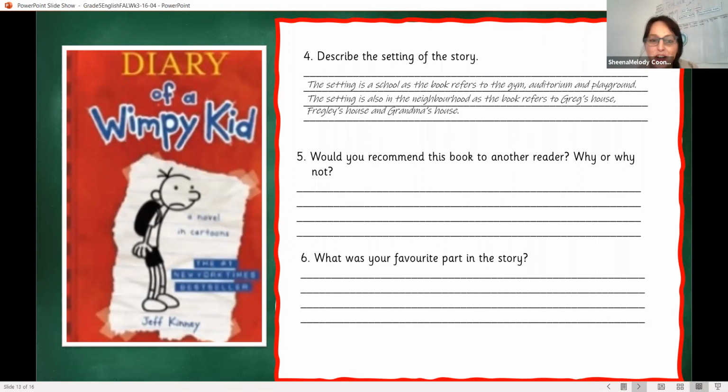That's it. Right. Would you recommend this book to another reader? Yes or no, and why? Yes, you would recommend the book because it's funny. Oh, I see a lot of yeses. Good. I'm going to use some of your yeses for my yes. Yes, I would recommend the book. Can you tell me why?